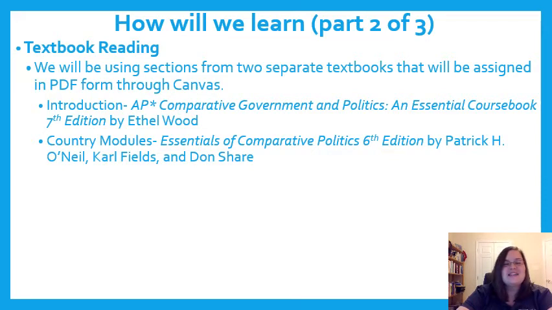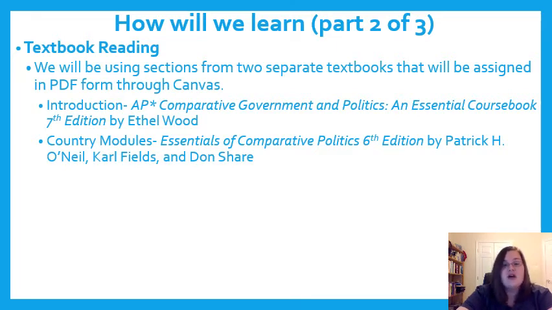The first text we're going to use this year is a review book, the AP Comparative Government and Politics: An Essential Course by Ethel Wood. We're going to use the first chapter of her book because it's one of the best written, concise, and yet still covers everything we need, an introduction into comparative political science and political theory. She does a great job of using key terms that we'll use all throughout the year.